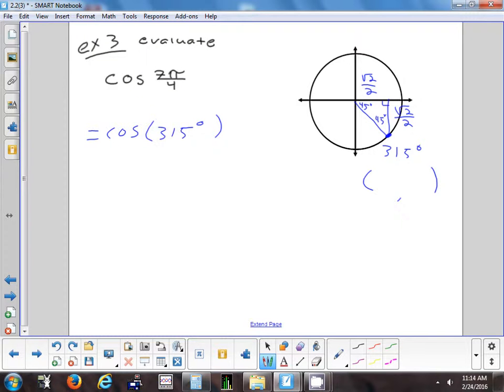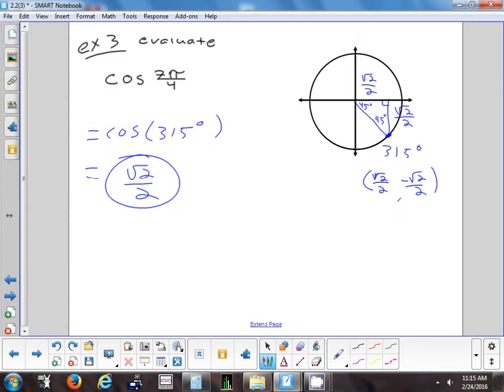So, Melissa, can you tell me what my coordinate for 315 is going to be? Root 2 over 2 and negative root 2 over 2. Right, positive root 2 over 2, negative root 2 over 2. Okay, now they're looking for cosine. Cody, what's my cosine? Yep, cosine is the x value, which in this case is square root 2 over 2.